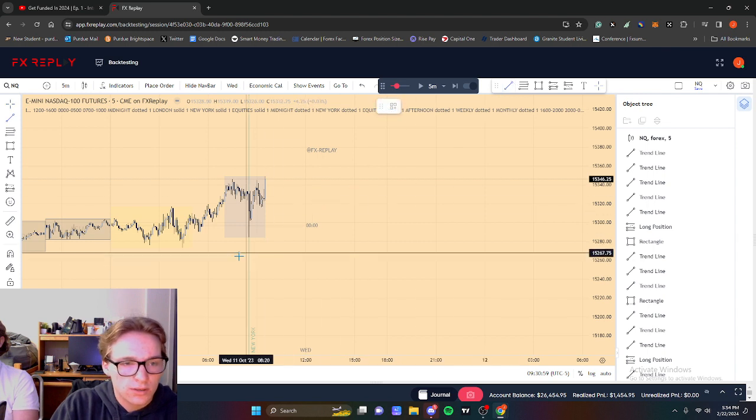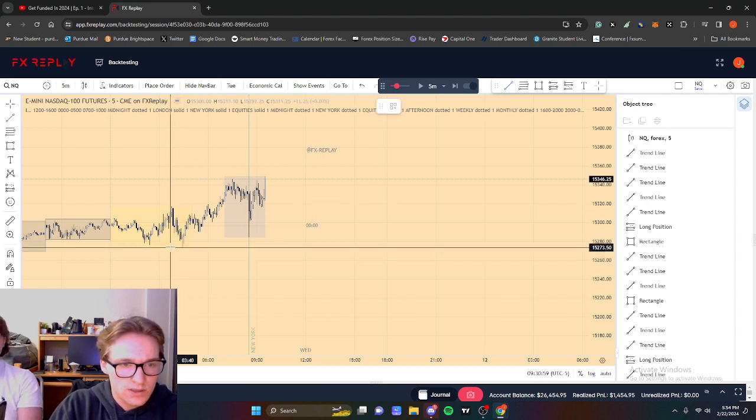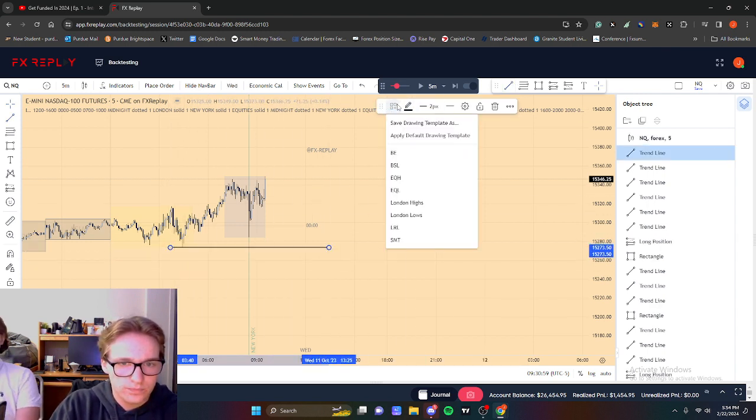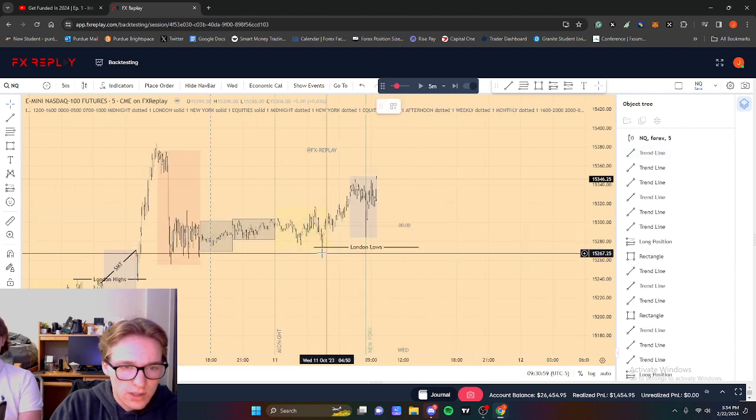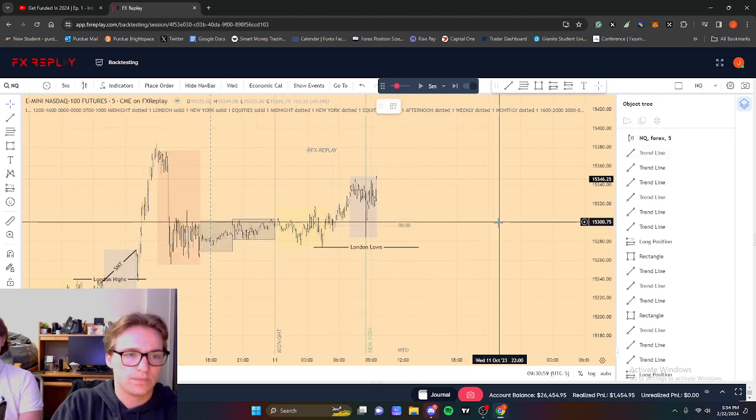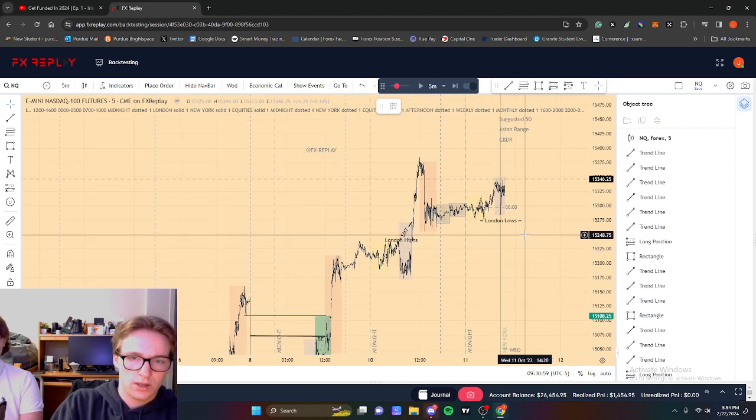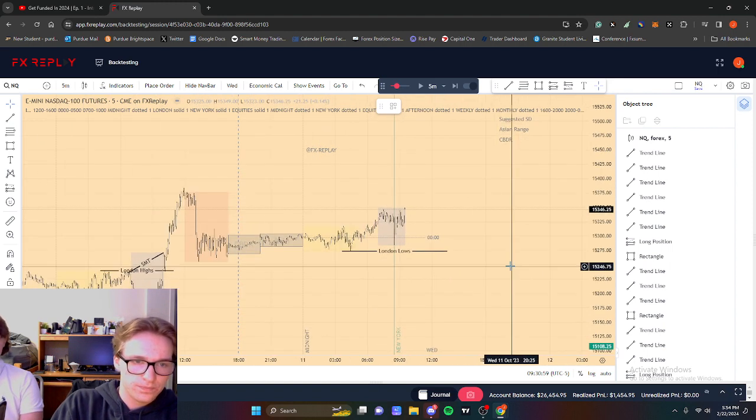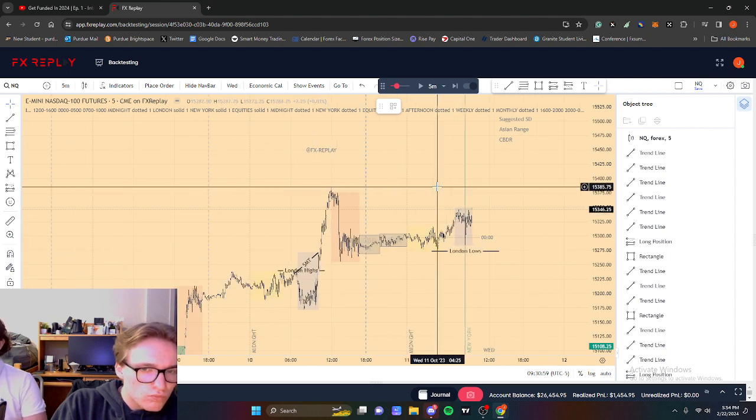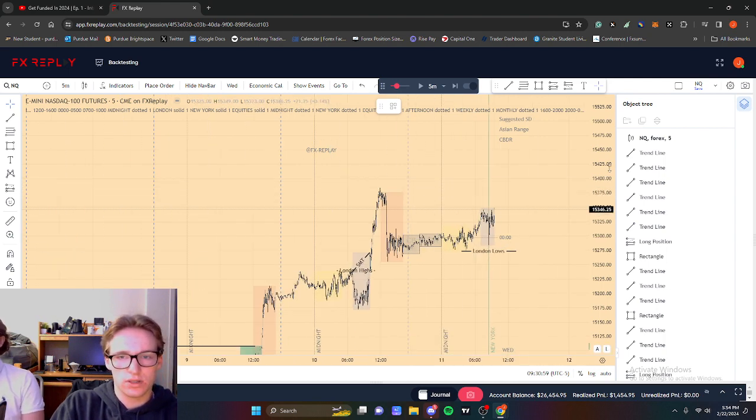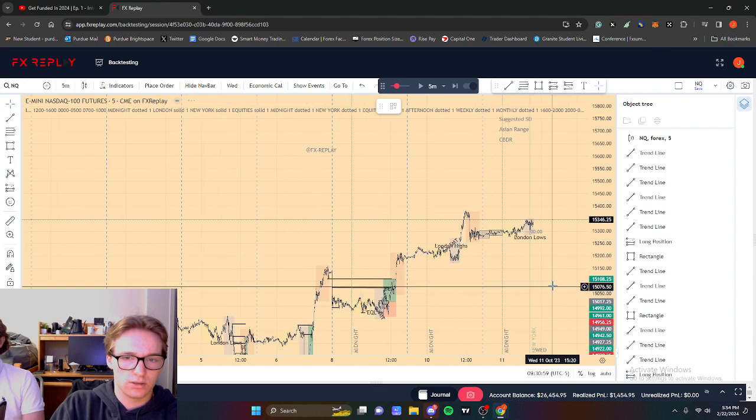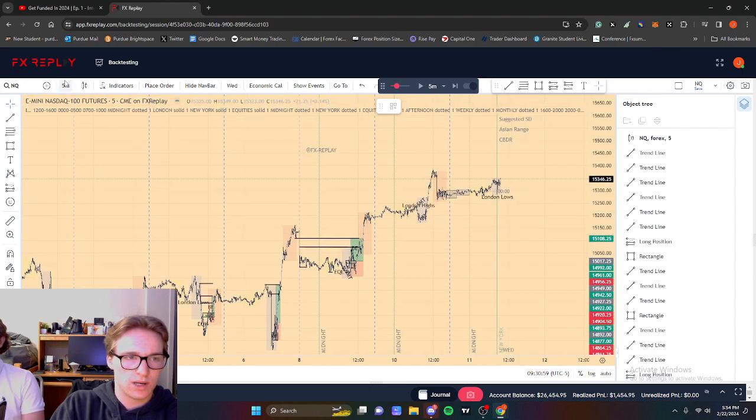So if we look at the day before, we can see that we have London lows right here, and that is basically it. London lows that never got swept. For the overall market, I would assume that we would be honestly just waiting for a liquidity sweep and seeing how the market reacts. I don't really have too much of a bias for this.